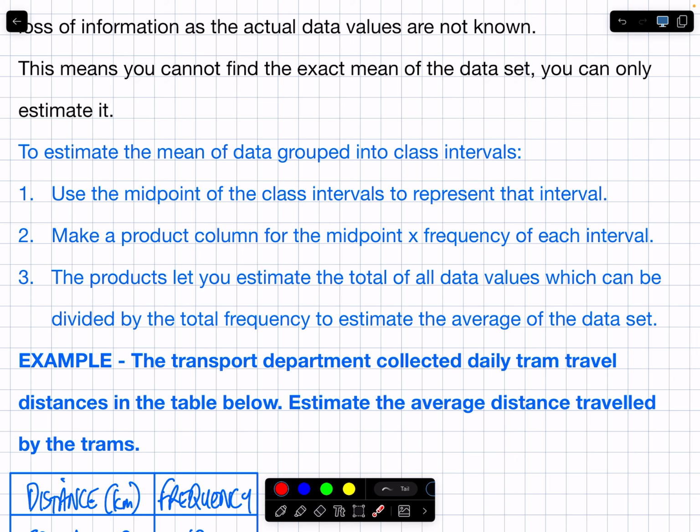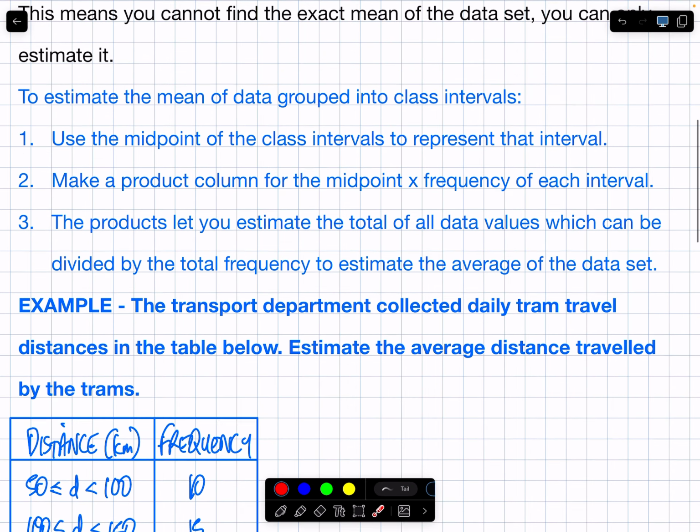Because the only way to find the exact mean is to add all the data values together and divide by how many there were. If all I know was there were 5 numbers between 5 and 10, could all those numbers possibly be 6? Could there be a 6, a 7, an 8, a 9? You don't know that. You've lost that because you chucked it into a class interval.